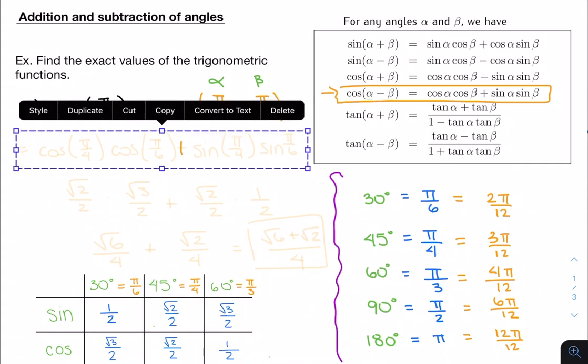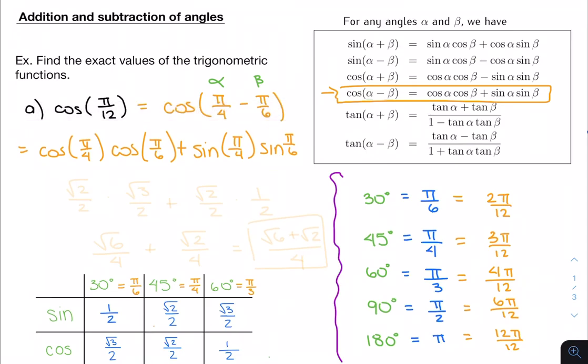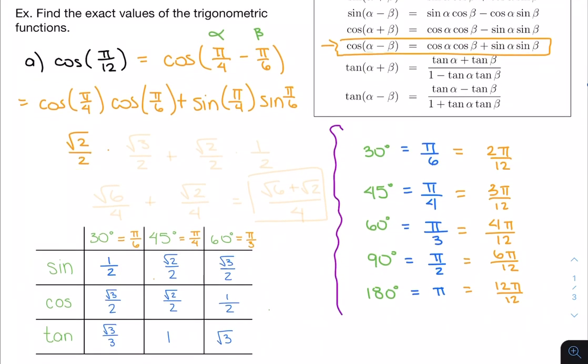And now all we have to do is evaluate each of these. You can either use the unit circle or the table that we used from last time. By looking at the table, we can see that cosine of pi over 4 is the square root of 2 over 2, times cosine of pi over 6. Cosine of pi over 6 is the square root of 3 over 2, plus sine of pi over 4. That's again the square root of 2 over 2, times sine of pi over 6. That is times 1/2.